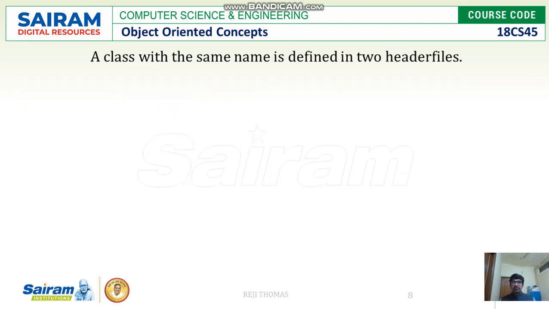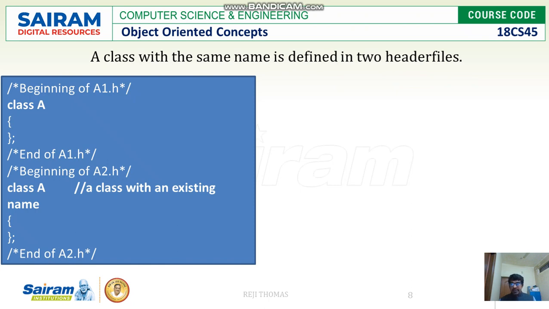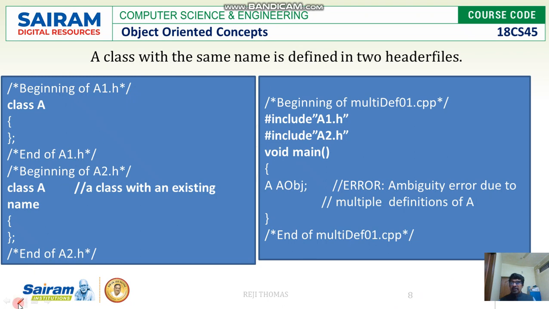Look at the example where we have a class called A. This is defined inside a1.h, written by somebody, we'll take it as X. And look at the second one. We have another header file where we have the same class. What is the class name? The class name is A. So in general, we have two header files, and in both header files we have the same class.